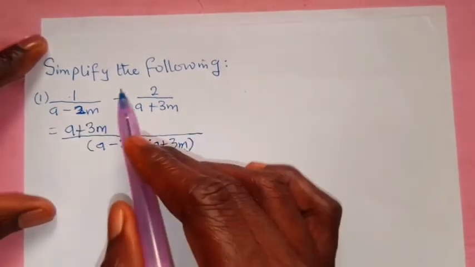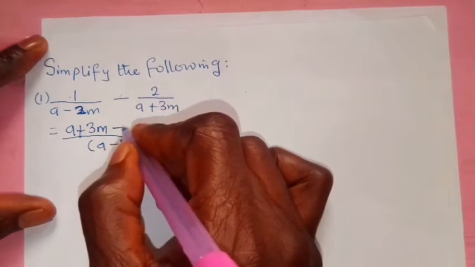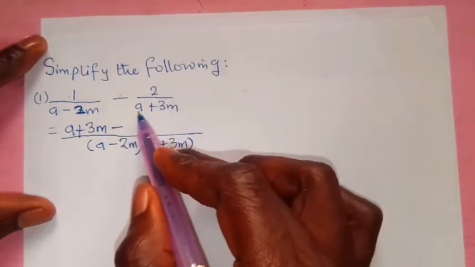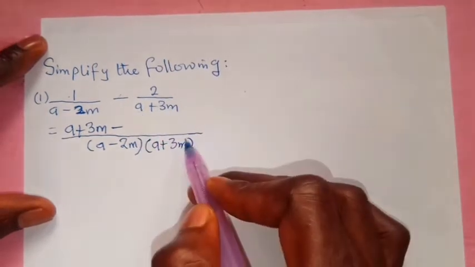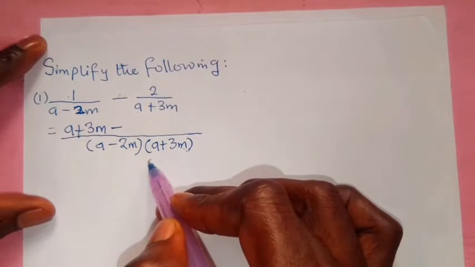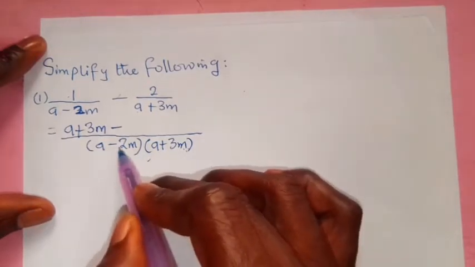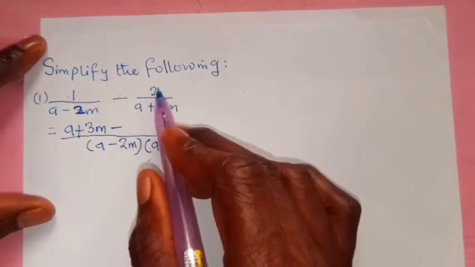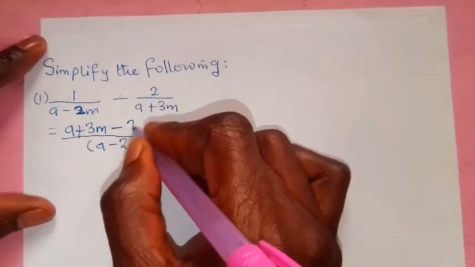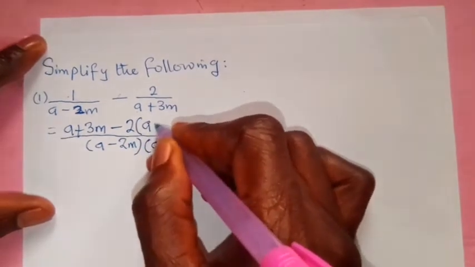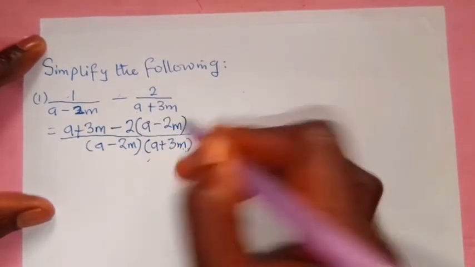Then after that, we write our minus, bring it out here, minus. Then we do the same thing for this. We use the denominator here, a plus 3m, to cancel the a plus 3m in the LCM, and then we are left with a minus 2m. This a minus 2m, we use it to multiply 2. I will write it as 2 into brackets. The bracket means multiplication. So we have a minus 2m.